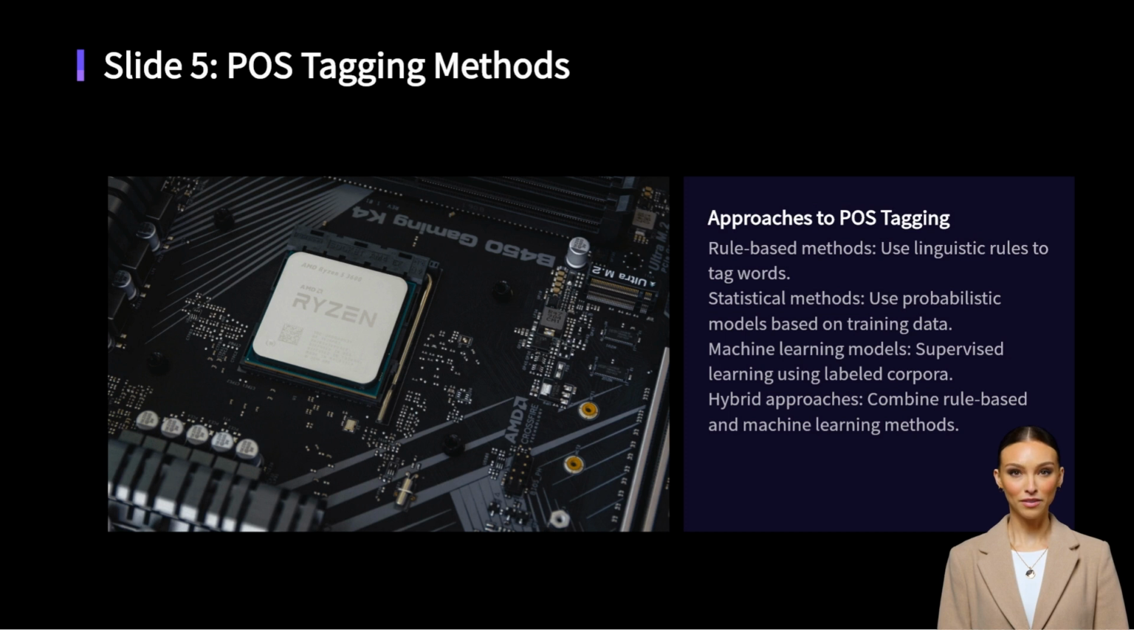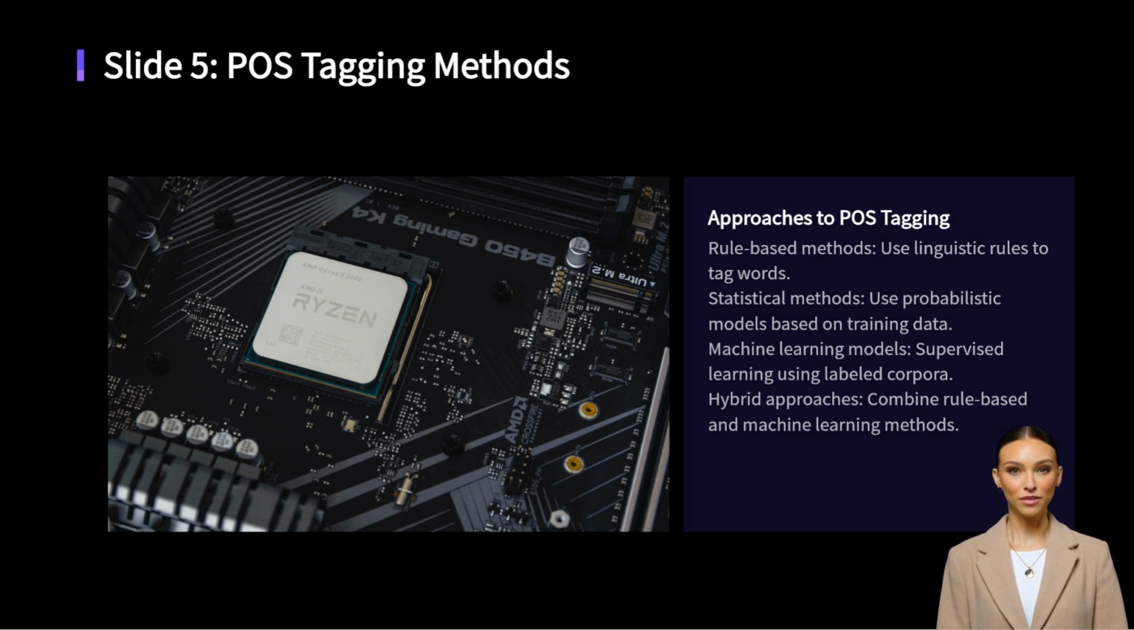Statistical methods. These methods rely on probabilistic models, such as hidden Markov models, HMMs. These models are trained on large corpora of text, and they learn the likelihood of a word belonging to a specific POS category based on the surrounding words. Statistical methods can be more flexible than rule-based systems, but require large amounts of training data.